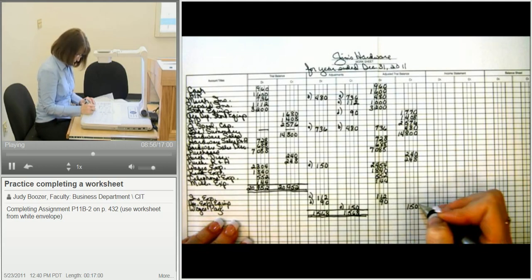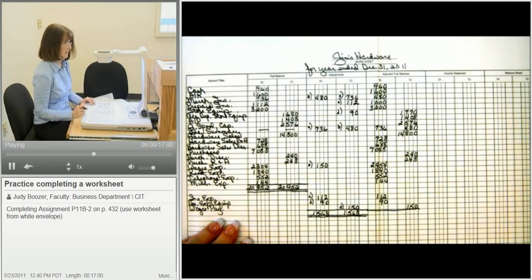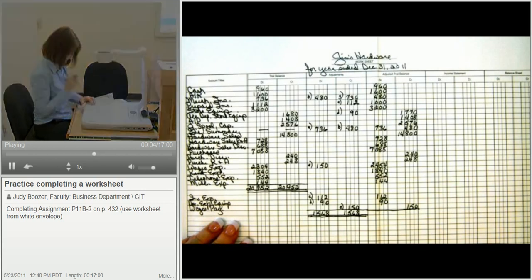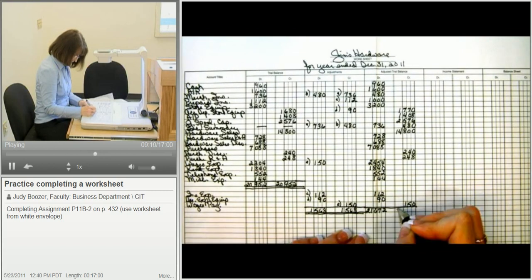Now you're ready to total up your adjusted trial balance. Just pause. 672. 21672. Double rule to show your balance.